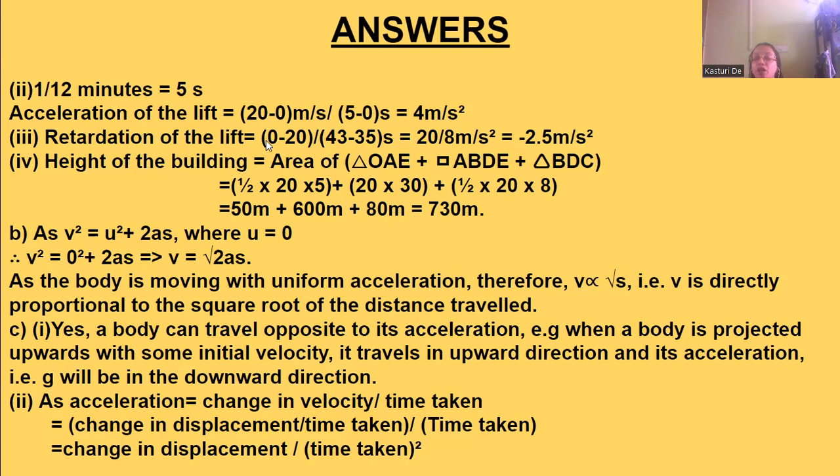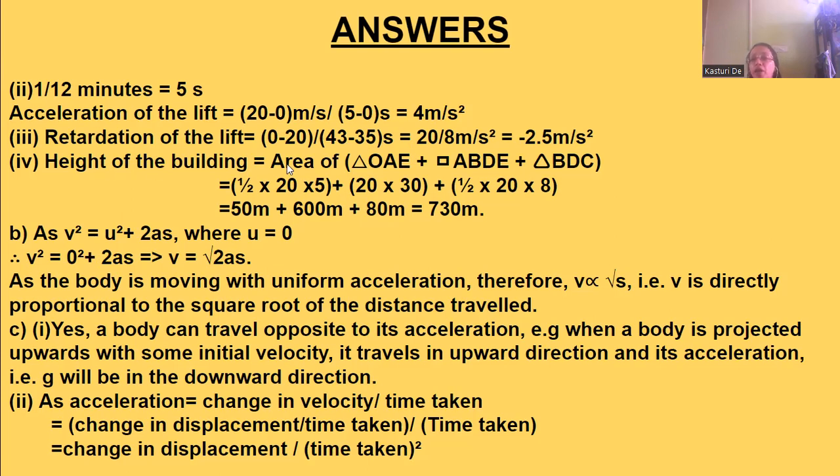Now, retardation of the lift: after 8 seconds it will come to rest. So final velocity becomes 0, and the initial velocity was 20 meters per second. So 0 minus 20, over 43 minus 35, that is 8 seconds. That means minus 20 by 8, which gives us minus 2.5 meters per second square. That will be the retardation of the lift.